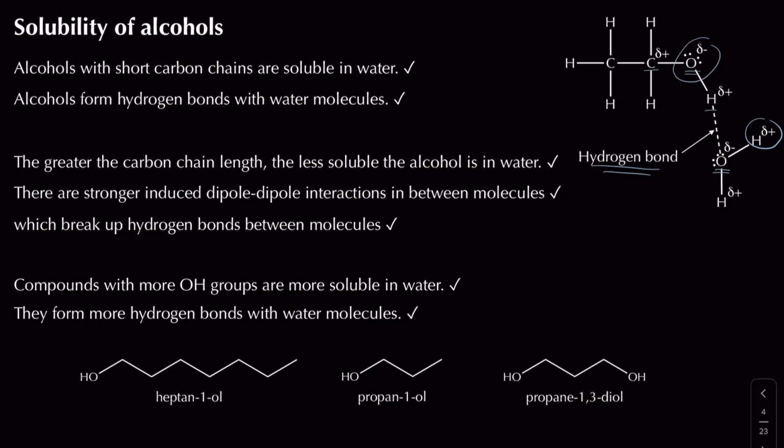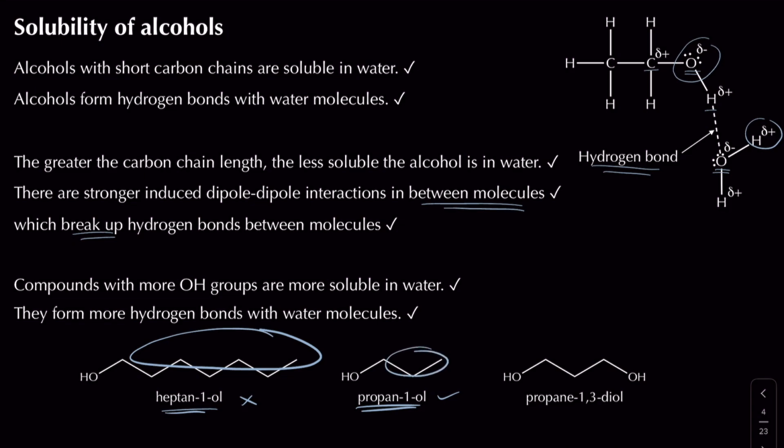Now, when it comes to the solubility of our alcohols, we need to look at the carbon chain length. The longer the carbon chain, the less soluble our alcohol is going to be. The reason why is because we end up with stronger induced dipole-dipole interactions between the molecules, and they break up the hydrogen bonding between the molecules as well. So we look at it, right? I've got a bunch of different alcohols at the bottom over here. Heptan-1-ol is going to be a lot less soluble compared to something like propan-1-ol. The reason why is because of that long carbon chain. This non-polar group over here is going to be larger, and the induced dipole-dipole interactions between the molecules are going to break up this hydrogen bonding. Compared to that, propan-1-ol has 3 carbon atoms there. It's got much less induced dipole-dipole interactions.